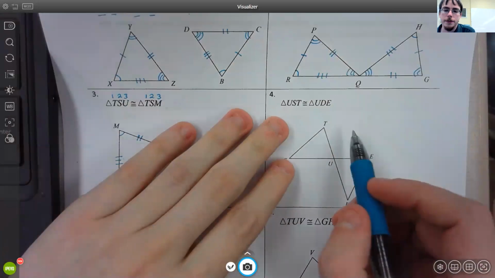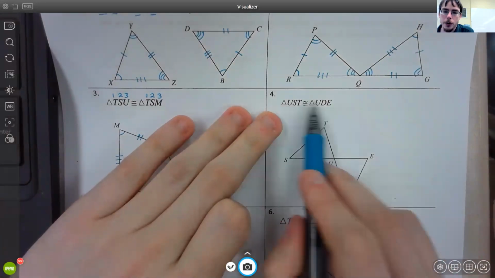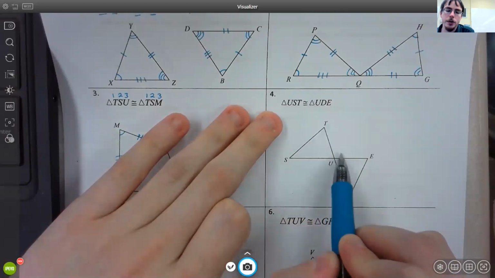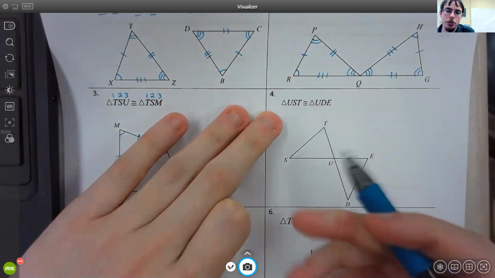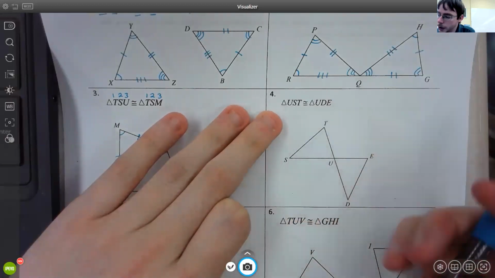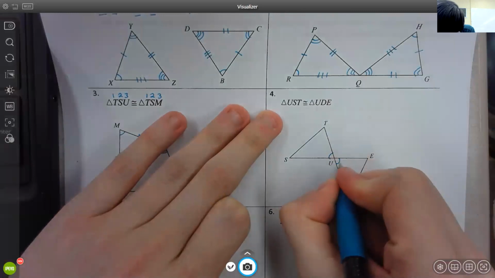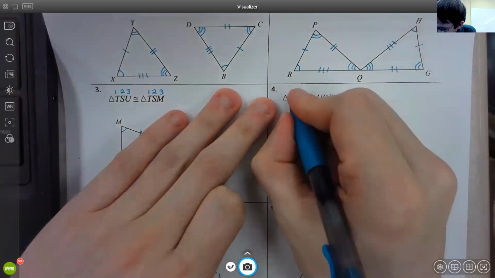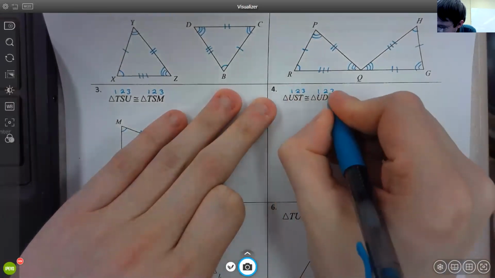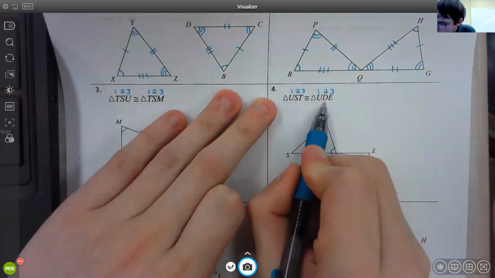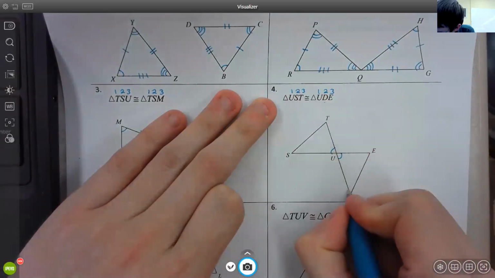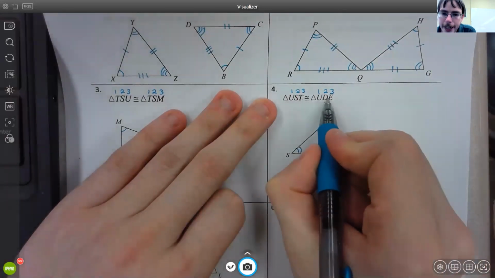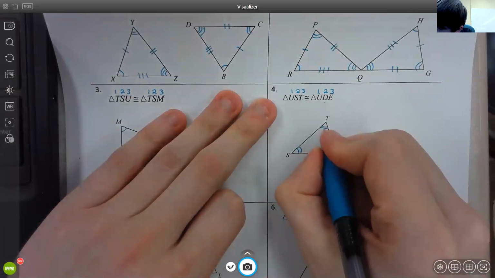Then number 4, first thing I want to point out on number 4 before we even look at the congruent statement, look at where U is. Those types of angles, they're vertical. And remember that vertical angles are always congruent. So that means right off the bat, we know that those two are congruent. Well, next up, we've got angle S and angle D in position 2. And then in position 3, we have T and E. So those have to be congruent.